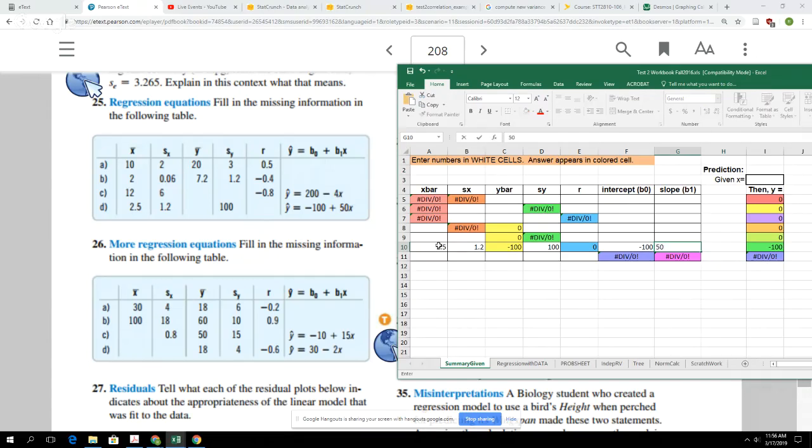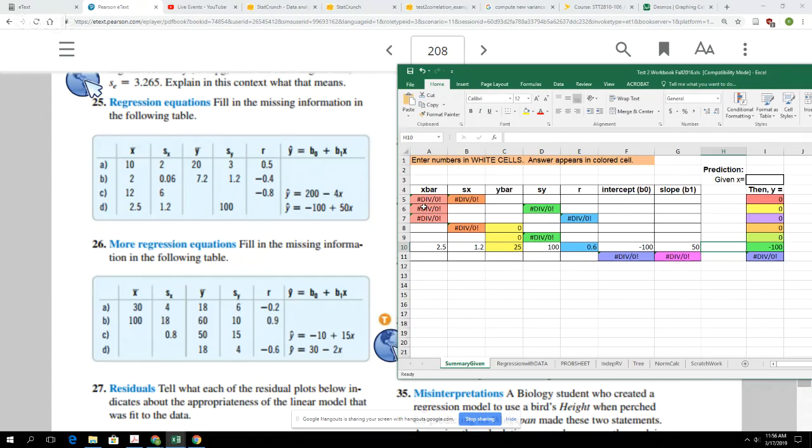B1, positive 50. Tab over, and now it's going to fill in all my things. So I know my R squared is 0.6. I know my Y bar is 25. So I want you guys to be able to speed up then. This I hope will help you speed up on getting those correlation tables on the test. Okay, so that's correlation tables.